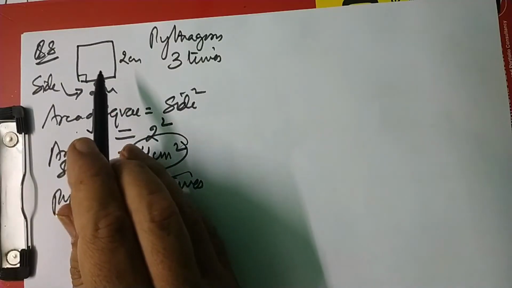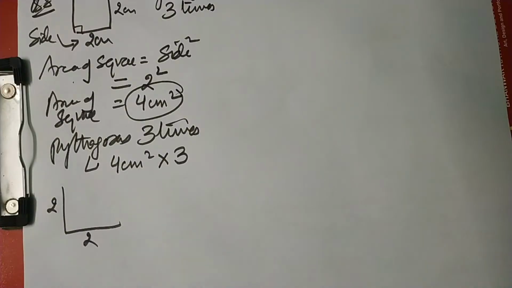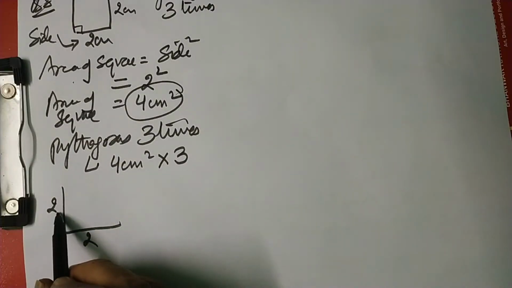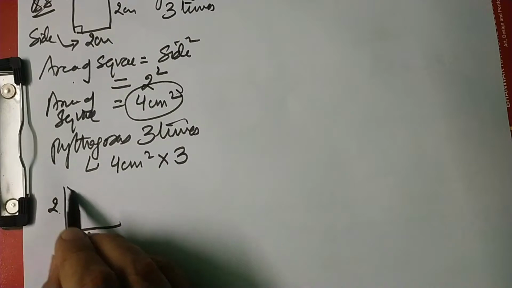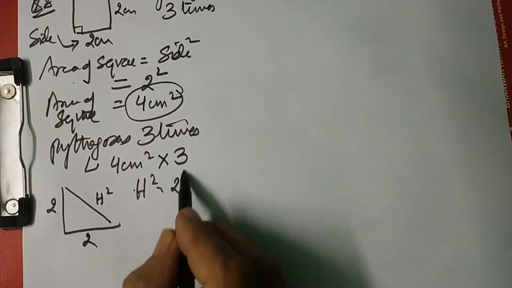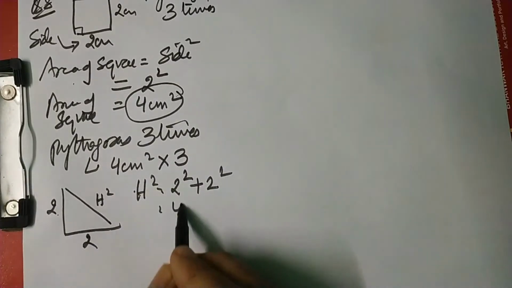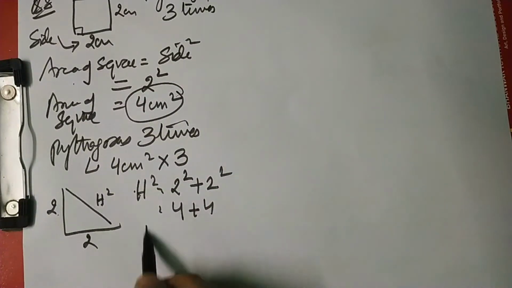So if I apply Pythagoras theorem here, what will it be? The square is like this. Its side is 2 and 2. So if I apply Pythagoras theorem, what will it become? It will become h square. H square is equal to 2 square plus 2 square. It is 4 plus 4. Answer is h square is equal to 8. So therefore h is equal to under root of 8.